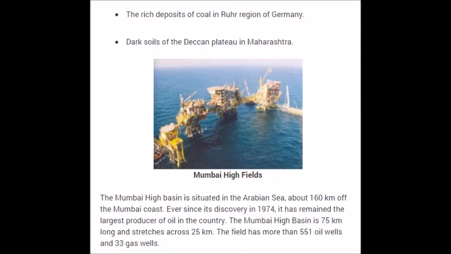The Mumbai High Basin is situated in the Arabian Sea, about 160 kilometers off the Mumbai coast. Ever since its discovery in 1974, it has remained the largest producer of oil in the country. The Mumbai High Basin is 75 kilometers long and stretches across 25 kilometers. The field has more than 551 oil wells and 33 gas wells.